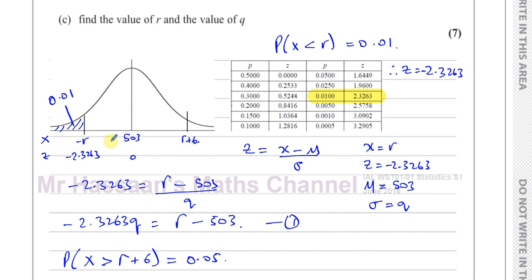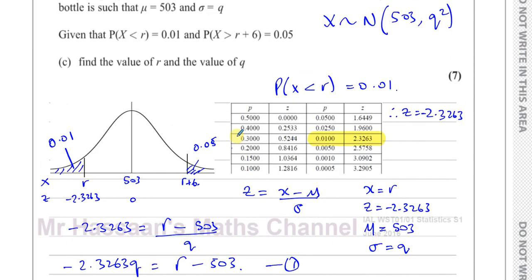Okay, this would be minus R. Anyway, this is, no, that would be R, sorry, minus R. Okay, that's R plus 6. We know the area to the right of it, because it says X is greater than R plus 6, is 0.05. So this area is 0.05.